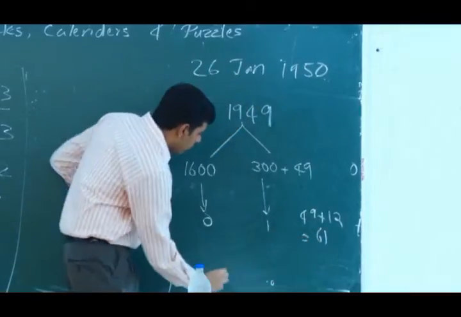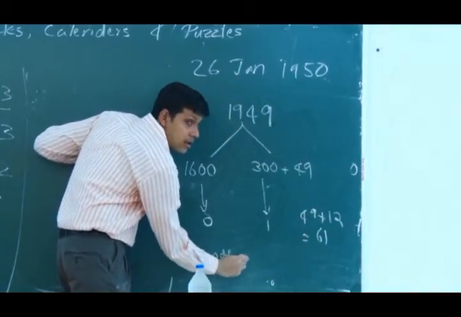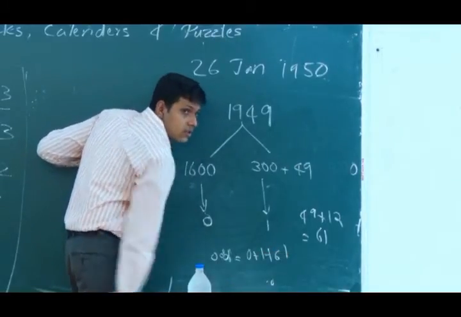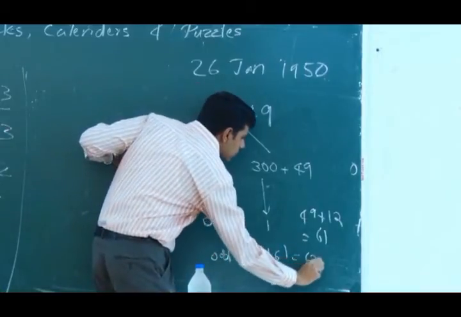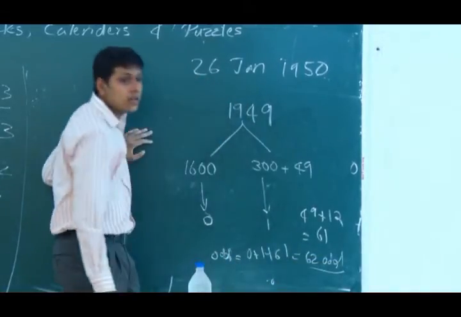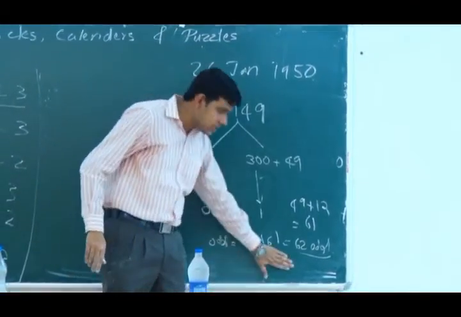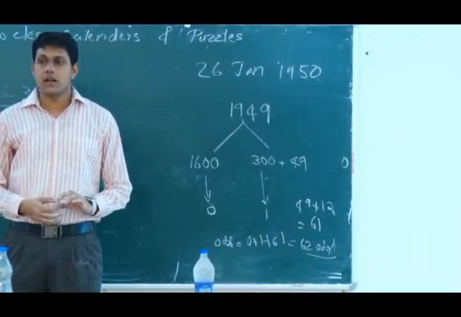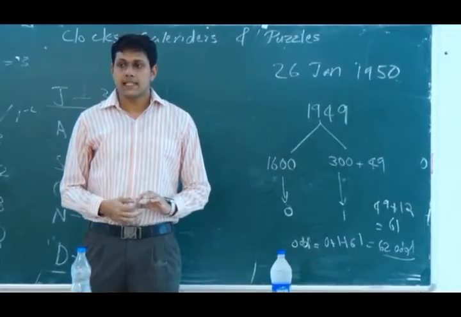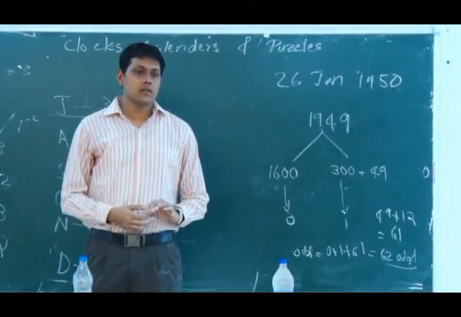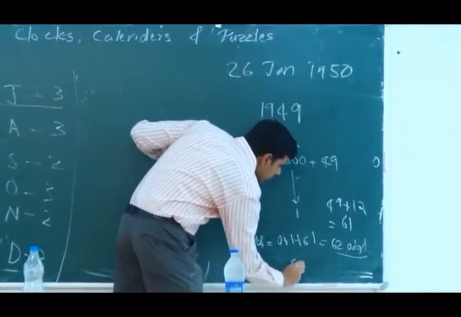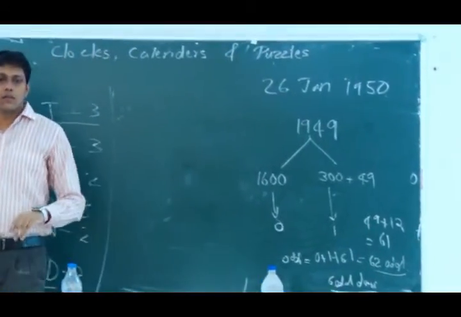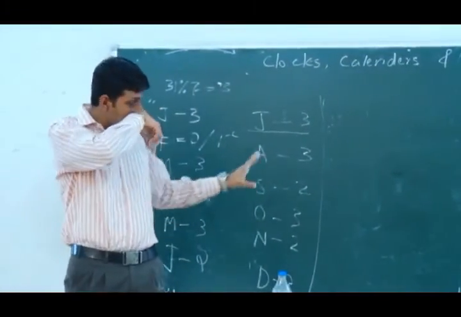So this will be 61. So the total number of odd days because of the number of years is 0 plus 1 plus 61. So we have 62 odd days just because of the number of years. Okay, 62 odd days means 62 divided by 7. 63 is a multiple of 7, so the remainder is 6 odd days. We have 6 odd days purely because of the number of years.